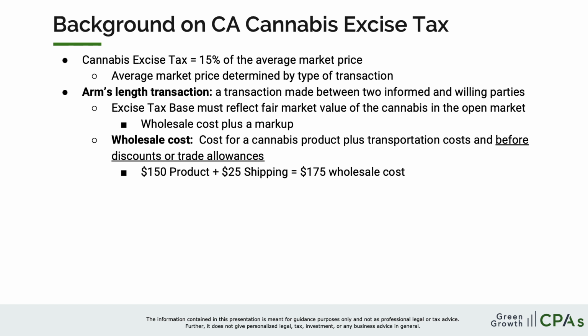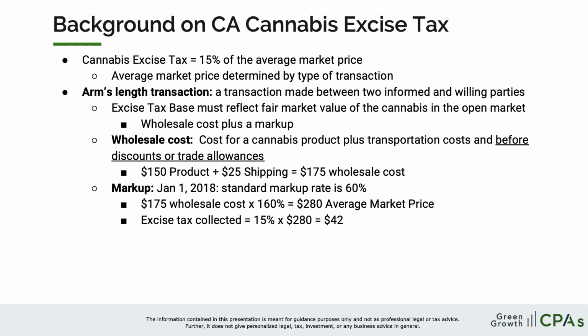This is determined by the amount that you pay for a cannabis product to a distributor plus any transportation costs and before any discounts or trade allowances. Now, this before discounts is going to come in later in the update. So just understand this was defined as before discounts and trade allowances. Now, for instance, a cannabis product that, say, you purchased for $150 at wholesale and then shipped adds an additional $25 onto that wholesale cost, the final wholesale cost is $175. All right, so that's your wholesale cost.